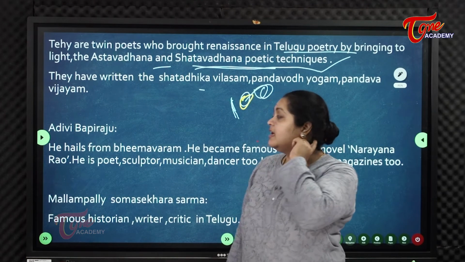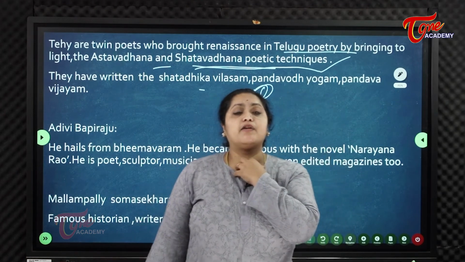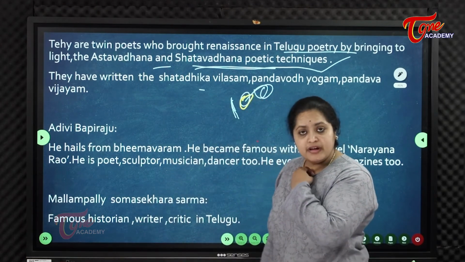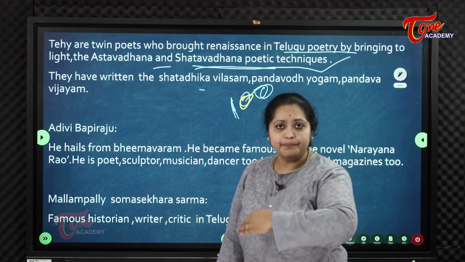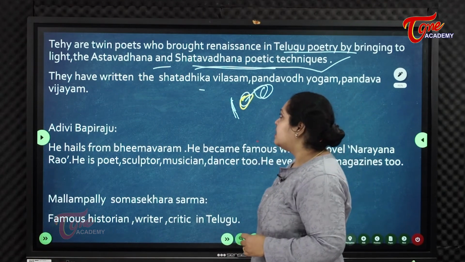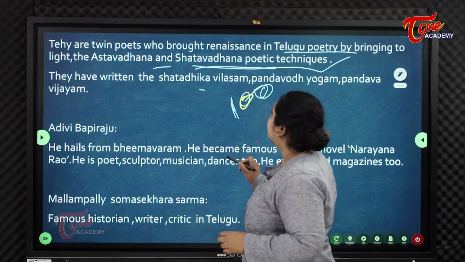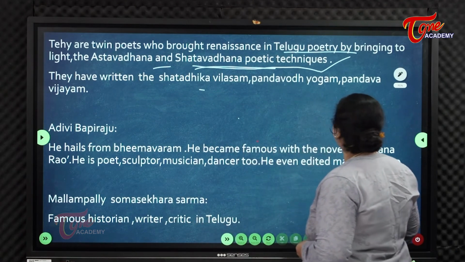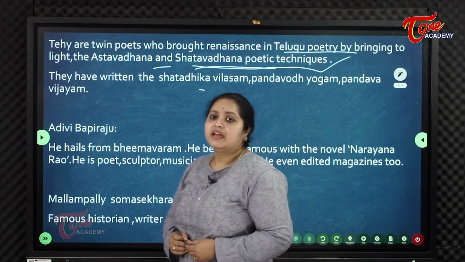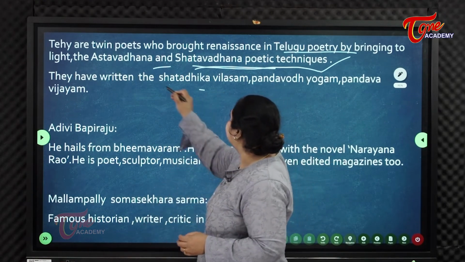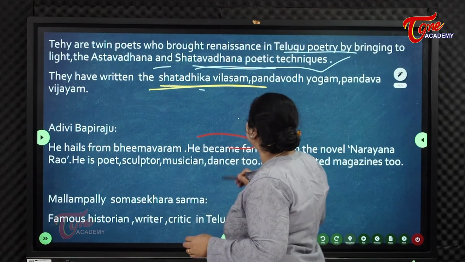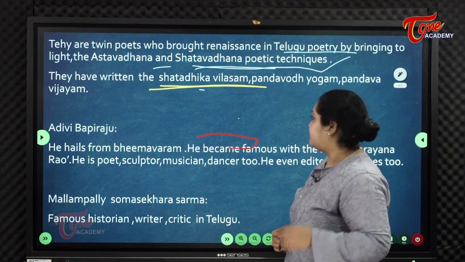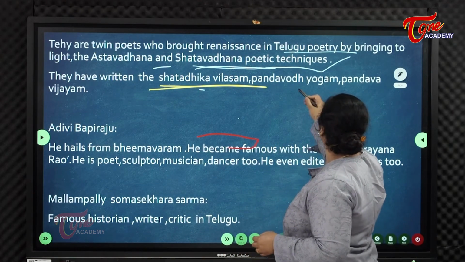That's the reason they are very famous. They are very famous poets of Andhra. They are particularly from West Godavari district. They have written Shathadika Vilasam, Pandavodhya Yogam and Pandava Vijayam. These are the famous books written by Tirupati Venkata Kavulu.